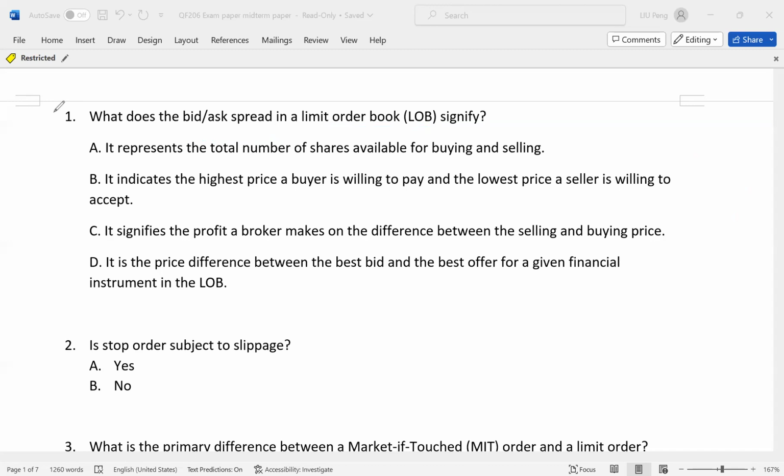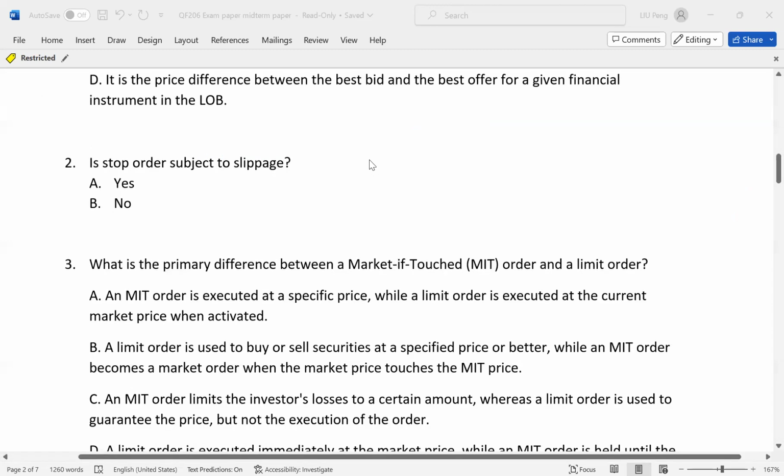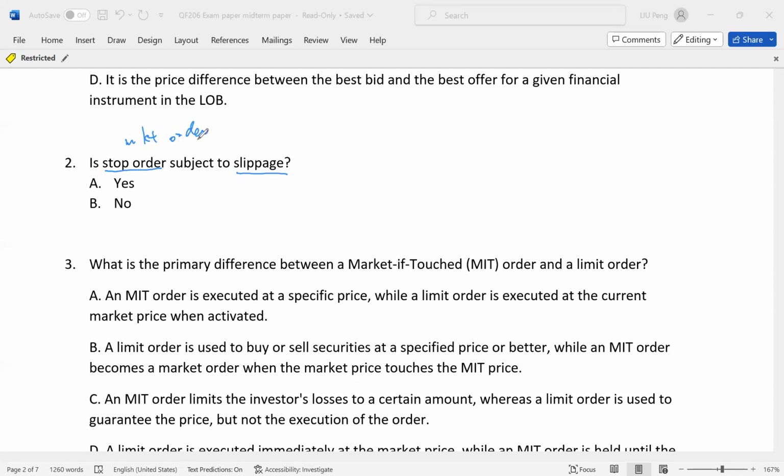And let's come to the second one. So the second one says, is the stop order subject to slippage? Okay, so when we encounter this question, we should immediately map these keywords to their conceptual understanding. So first, what is a stop order? Right, so we mentioned that this is actually a type of market order that's accompanied by a trigger point, right?